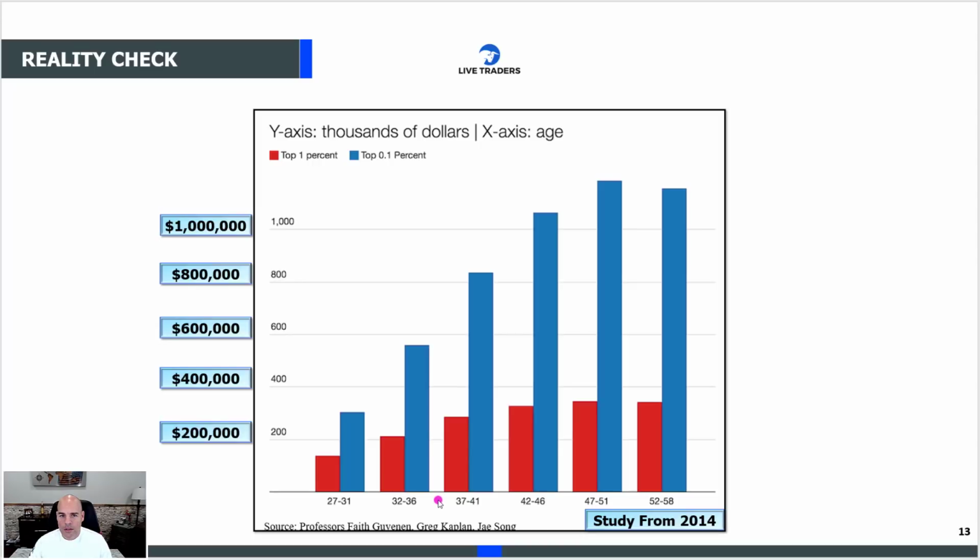All right? So 1/10 of 1% is 300 grand at 27 to 30. 1/10 of 1% is about 550 grand if you're in your early 30s, 32 to 36. 1/10 of 1% is 1.2 million, I think, if you're 42 to 46. And then the highest bracket is 47 to 51, is like 1.5 million. That's 1/10 of 1%, not 1%. Okay? So I'm not going to spend much more time on this.